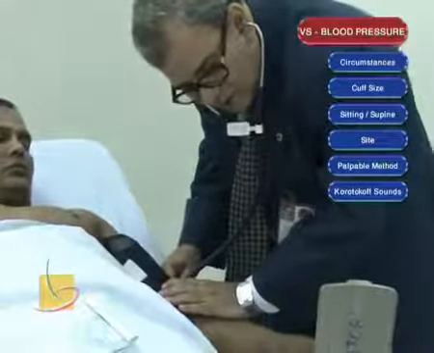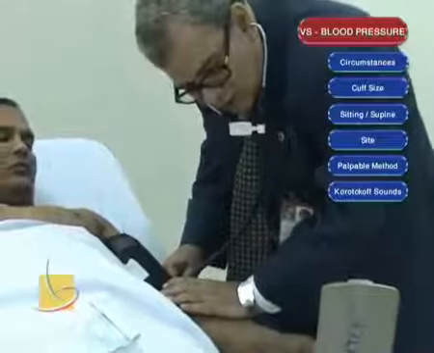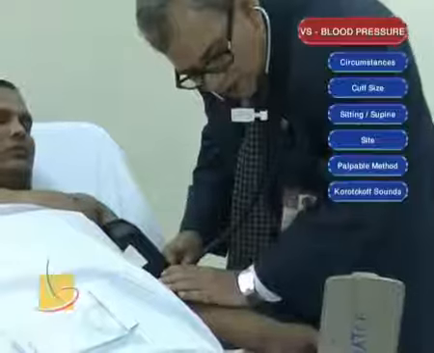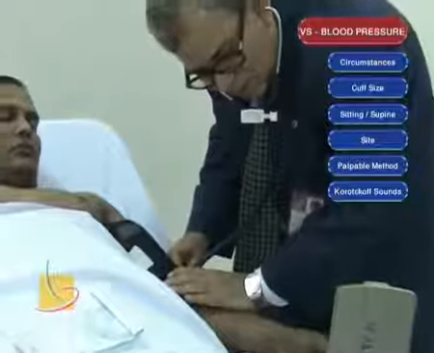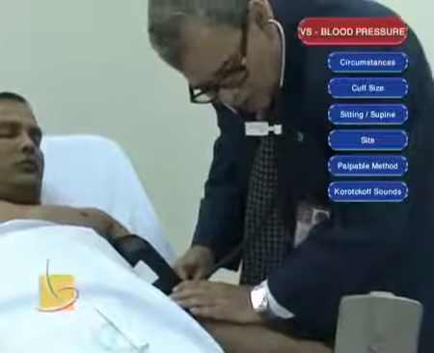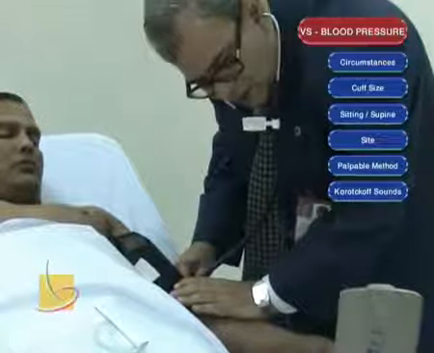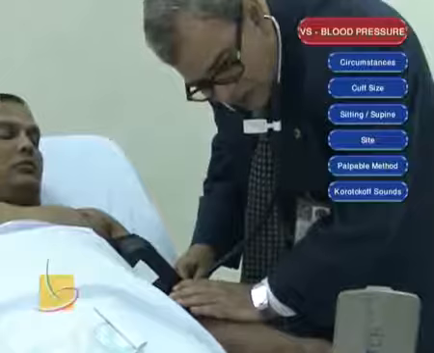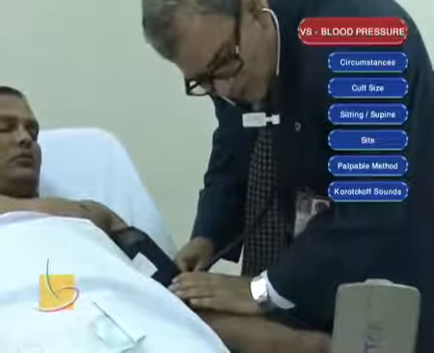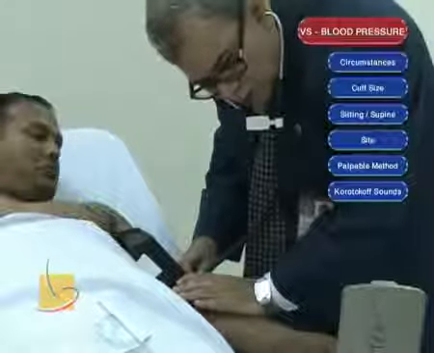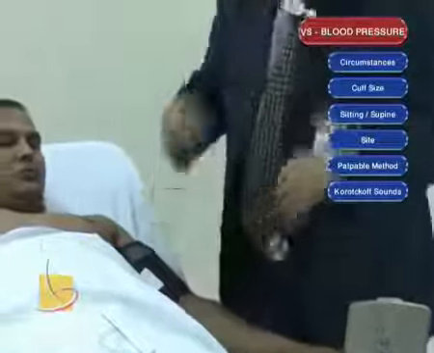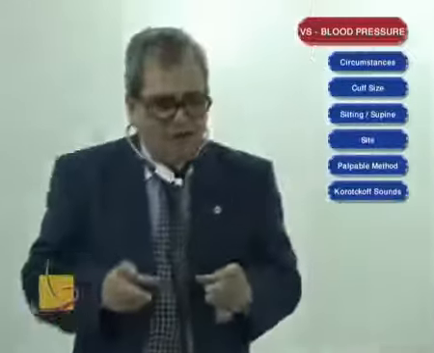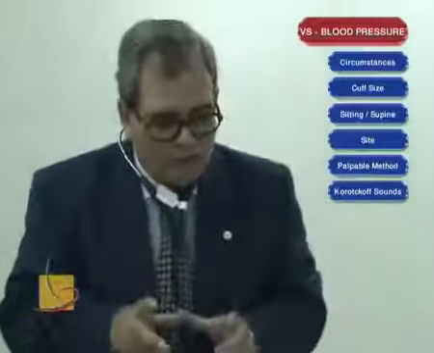Then the sound, which started as murmurish, increases in the second and the third Korotkoff sounds to the maximum. Then it becomes murmurish again. Then it disappears at the level of 70, 72. So the disappearance of the brachial artery sounds, we call it the fifth Korotkoff sound.